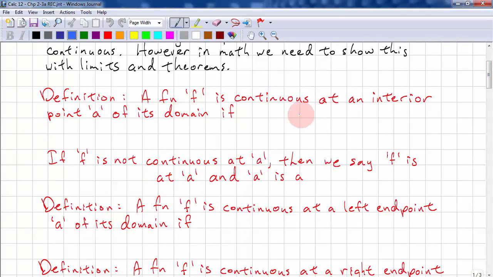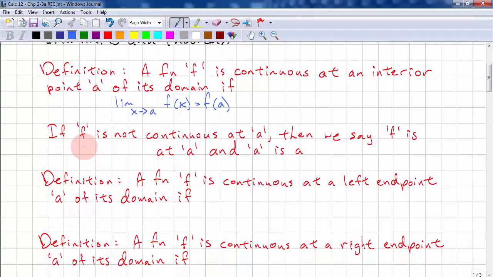A function f is continuous at an interior point A of its domain if the limit as x approaches A of f of x equals f of A. You're going to need to know what an interior point is, and we'll cover that in a minute. If f is not continuous at A, then we say f is discontinuous at A, and A is a point of discontinuity.